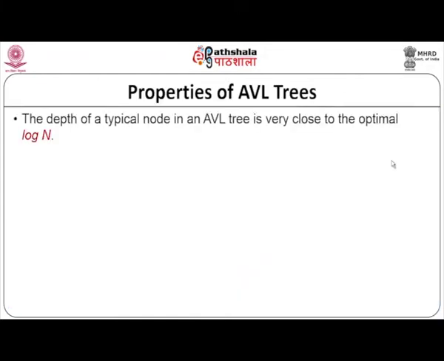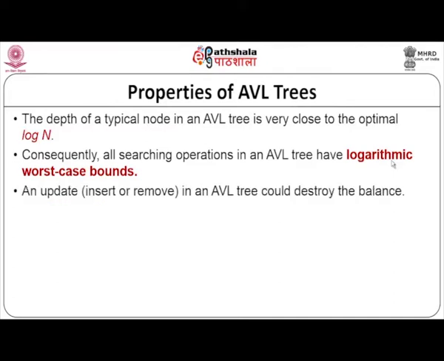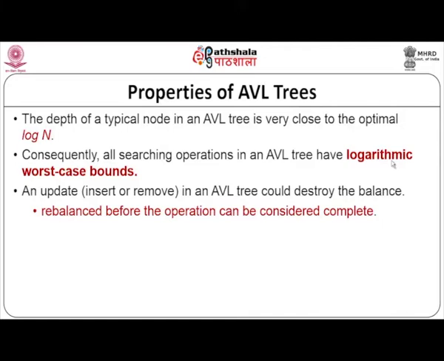Now, let us again look at the properties. The depth of a typical node in an AVL tree is very close to the optimal depth of log n. Consequently, all the searching operations will have logarithmic worst case bounds, which is why we started off with this process at all. An update, insert or remove in an AVL tree could destroy the balance that we are talking about. So, we rebalance before the operation can be considered complete.